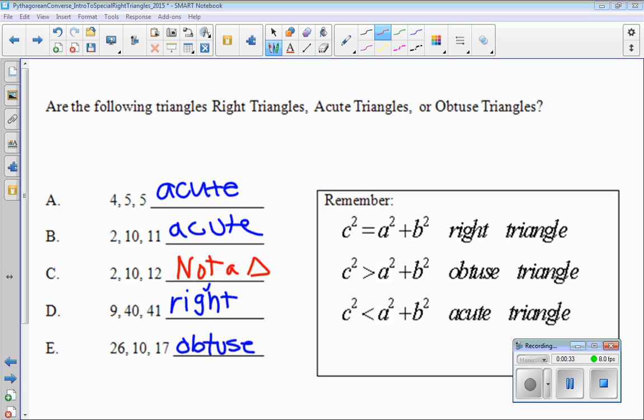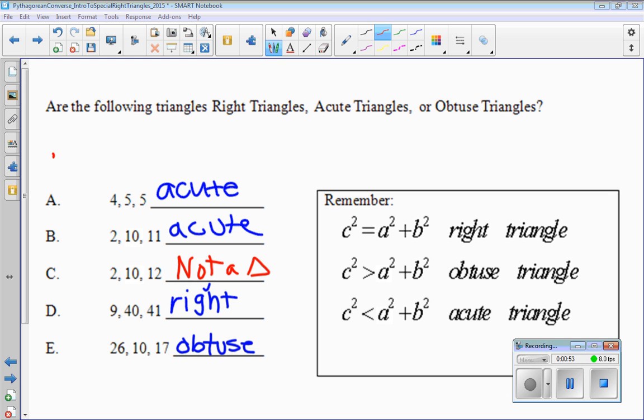What do A, B, and C represent? How do I know which one's A, which one's B, which one's C? Perfect. C is the largest side and A and B are the smallest sides. Yeah, that's right. So in this case, 5 is just going to be the largest side.